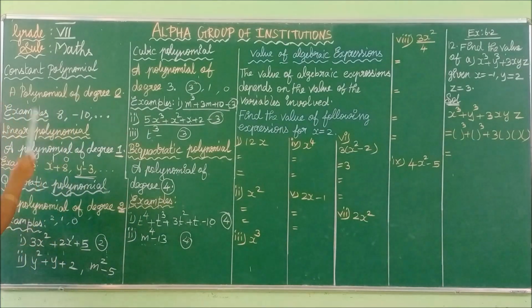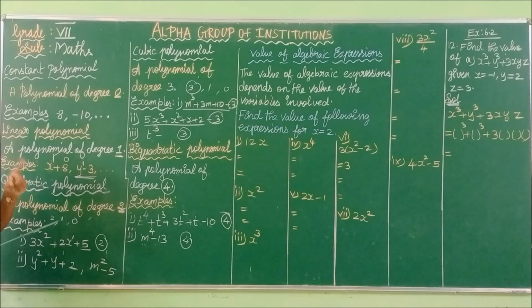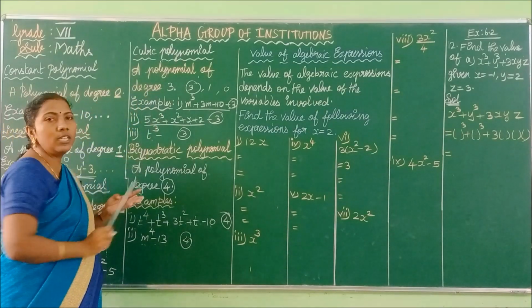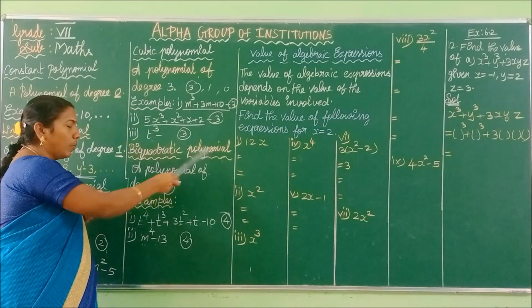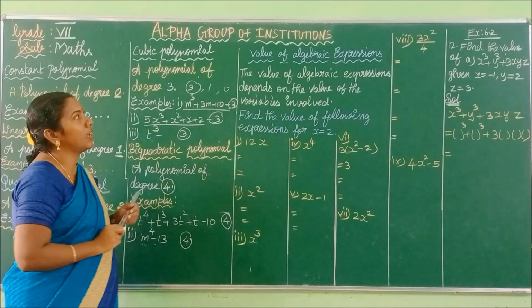Let us once again read the names. Constant polynomial means degree 0. Linear polynomial means the degree of the polynomial is equal to 1. Quadratic polynomial means the degree of the polynomial is 2. Cubic polynomial means the degree is 3. Biquadratic polynomial means the degree is 4. I hope you have understood.